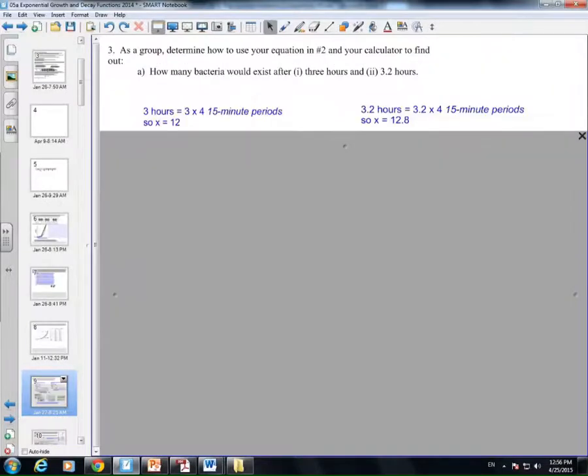So, to learn a little bit more about how these equations are going to work, first of all, we want to use one of the equations. So we're going to use the equation of number 2, which was 4 times 2 to the x power, and see how the equation actually works. So we can actually estimate in 3 hours how many bacteria would there be, and in 3.2 hours. And what's interesting about this is, at the 3 hours one, that's 3 times 4 15-minute periods. That's a total of 12 stages, so x equals 12. But 3.2 hours means 3.2 times 4 15-minute periods, and therefore we end up with 12.8.